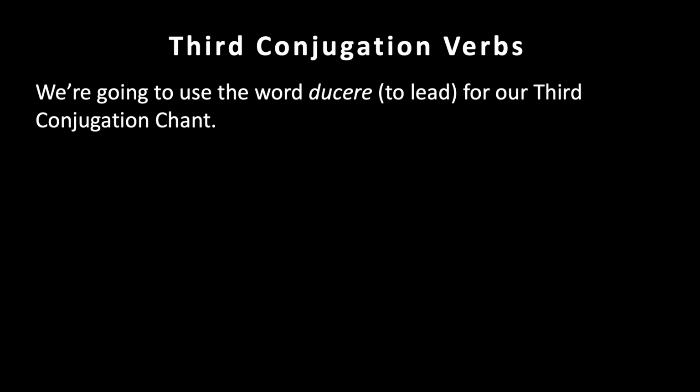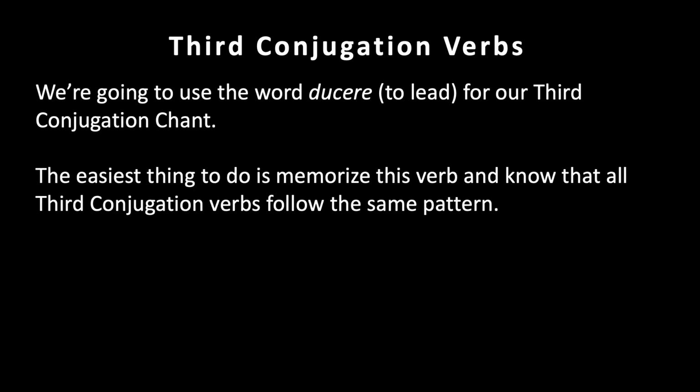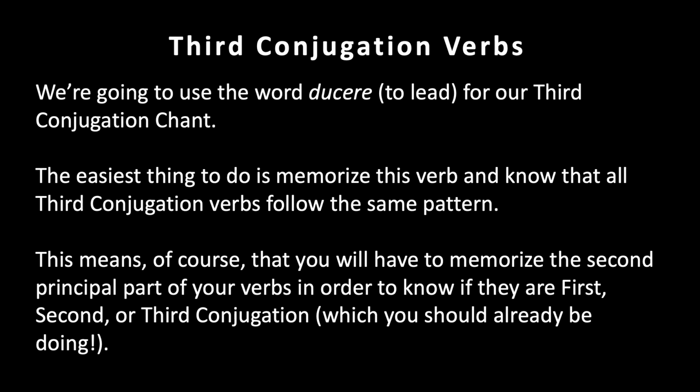We're going to use the word ducere, which means to lead, for our third conjugation chant. We're going to memorize the forms of the third conjugation with this verb. The easiest thing to do is to just memorize it and to know that all other third conjugation verbs follow the exact same pattern. Now, this means, of course, that you will have to memorize the second principal part of all your verbs in order to know if they are first, second, or third conjugation, which you should already be doing. You should always memorize all the principal parts, all the vocabulary forms every time you get a new verb.